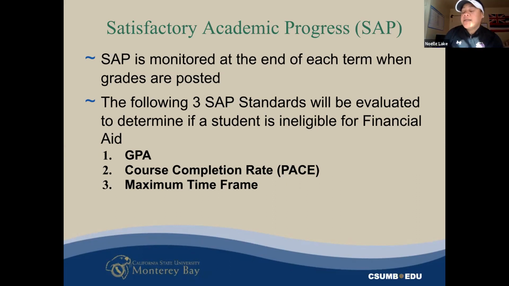Lastly, we see this commonly in incoming transfers, which is called the maximum time frame. What this means is, let's just say you have transferable credits from Cabrillo and you did credits here at CSUMB, and it totaled up to, let's just say, over 180, because that is the maximum amount that you can receive as an undergrad. Total is 180 units. Let's just say you got 181. Most likely that's the reason why you're on SAP, because you're at an excessive amount of units for the time frame. But like I said, we will notify you through CSUMB email if you were placed on SAP.